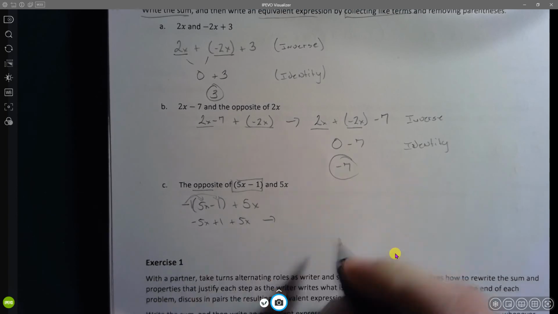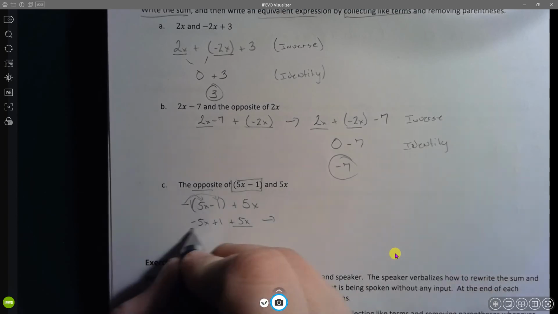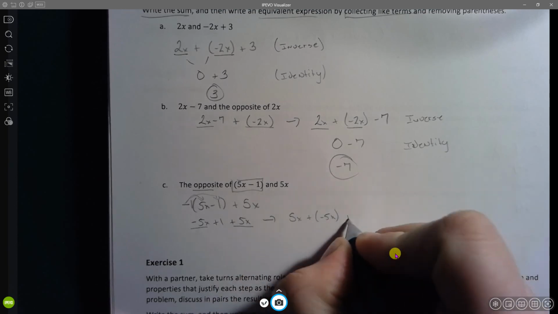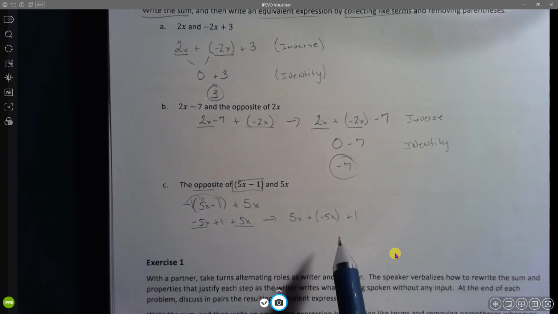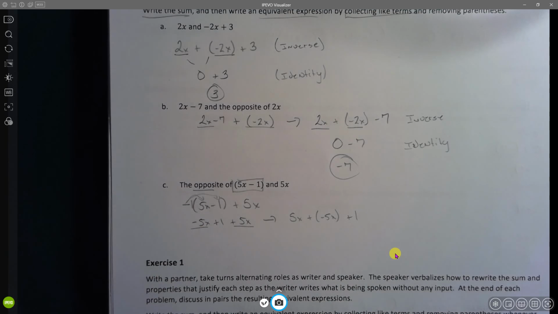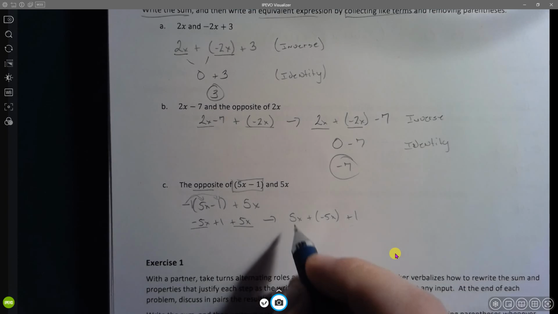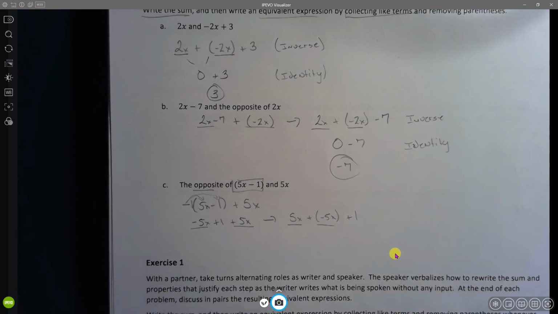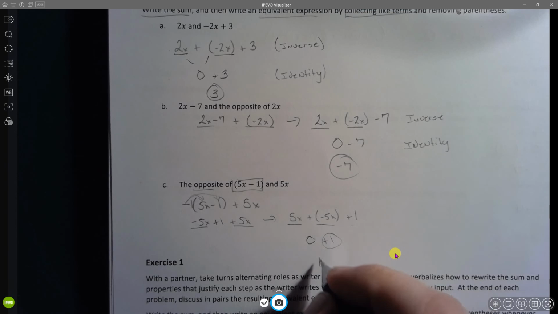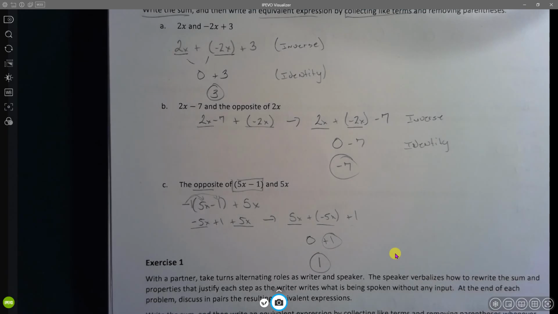Again, I want to rewrite this so I get these two numbers right here next to each other. So 5x plus negative 5x plus 1. Still the same numbers. Negative 5x, positive 1. Nothing's changed, okay? I've just moved them around to each other. All right, so now 5x plus a negative 5x. Those are opposites. Opposites result in 0. 0 plus 1. This is identity property of 0. Whenever we add a number to 0, it's just the number. So our answer is 1. Okay? That is our answer, is just 1.